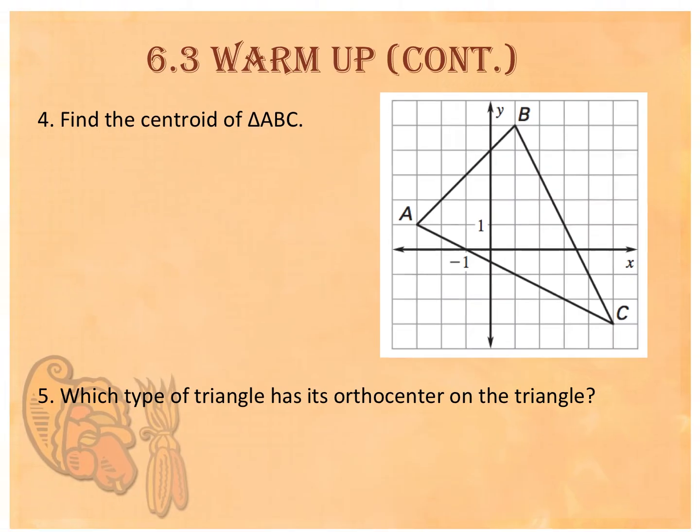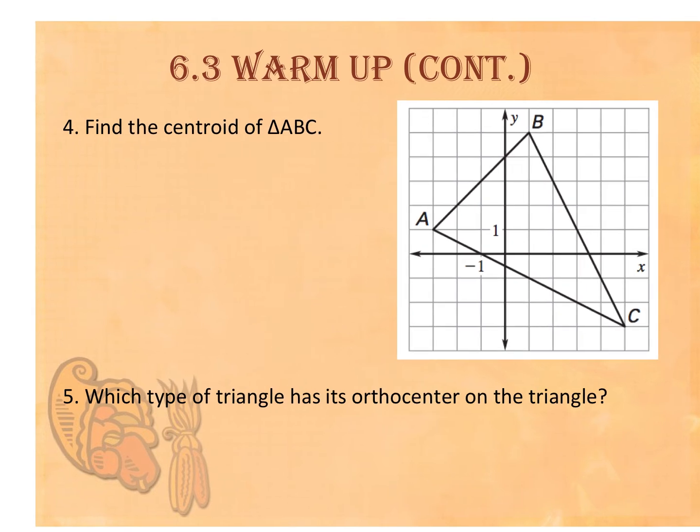Last one. It wants me to find the centroid of ABC. Now, I highly recommend that you use the shortcut I showed you by just taking all of the x values of the vertices, add them and divide by 3, and take all the y's, add them and divide by 3. Because if you graph it, now if I were to ask you to draw in the medians, then you'd have to show all the work.